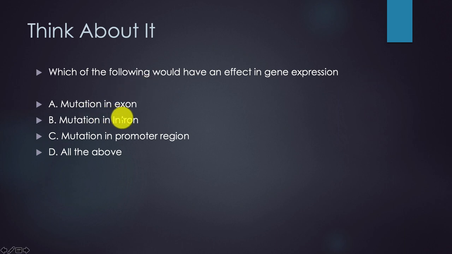If there's a mutation on the introns, the traffic signals, the things that tell the DNA polymerase to stop, slow down, bind here, skip this, is that going to impact gene expression? If there's a mutation on the promoter region, which is saying, hey, DNA polymerase, bind here so you can start reading the information here. Or is it all of the above?